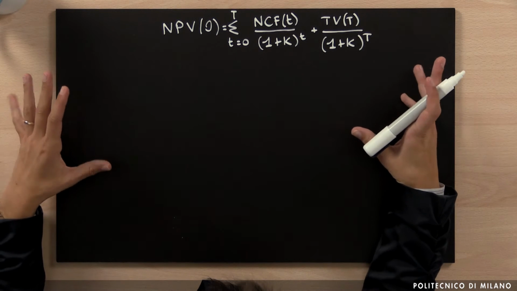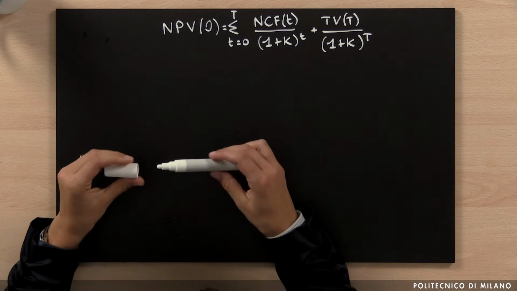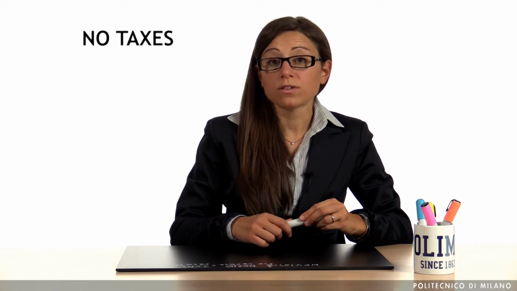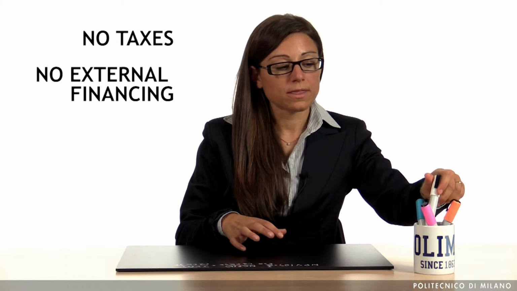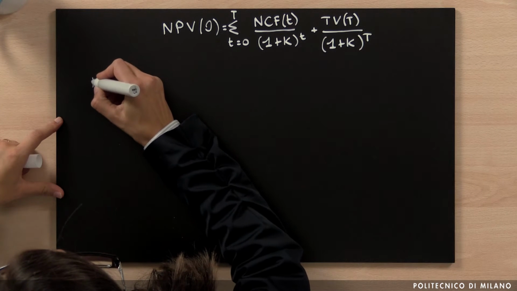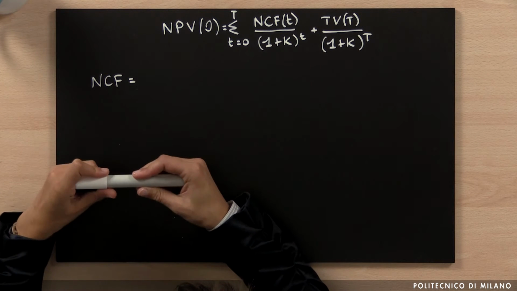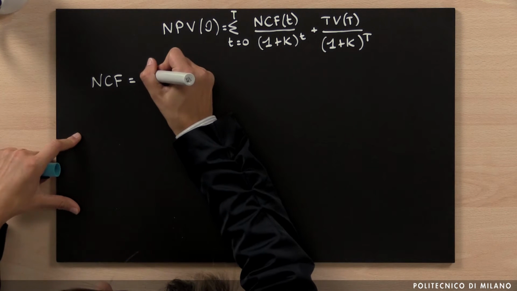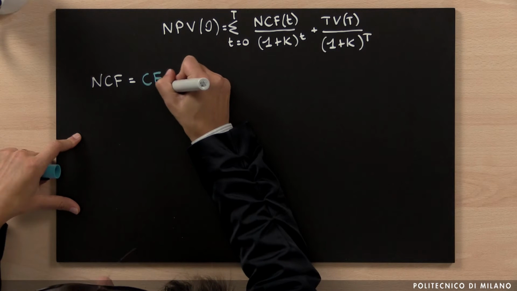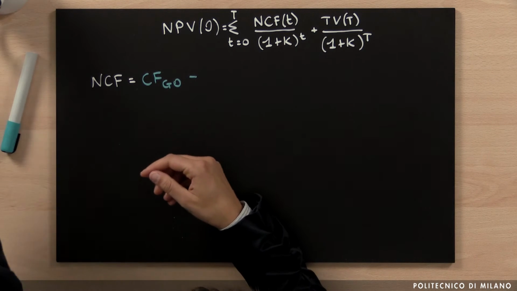Starting from this general formula, we need to understand more in detail how we can calculate this net cash flow. Let's start from the simplest case. And in the simplest case, we do not have taxes and we do not consider the external financing. In this case, we need to understand how we can calculate our net cash flow. So the net cash flow in this simplest case, with no taxes and with no external financing, can be calculated in this way. We can say that the net cash flow equals the cash flow defined as gross operating minus the investment.